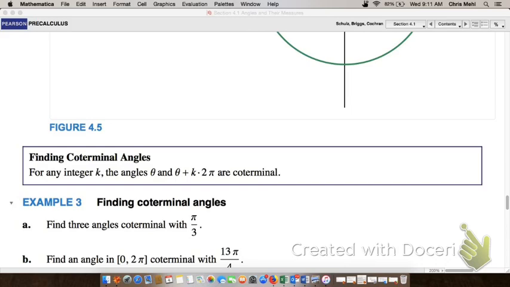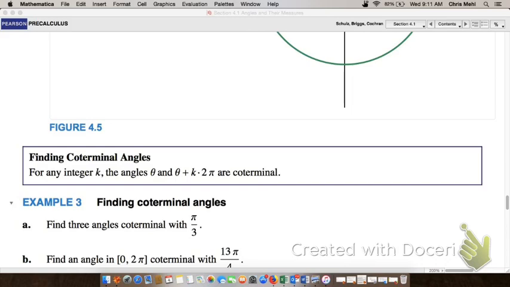So if k is equal to 2, that just means that we're taking our angle theta and adding 2 complete rotations to it. If k was equal to negative 3, I would take my angle theta and subtract 3 full rotations. So in general, I can add or subtract any number of full rotations to an angle to get a coterminal angle. Now, I'm going to stop the video there for now.